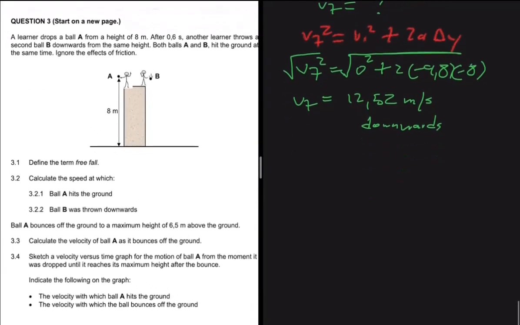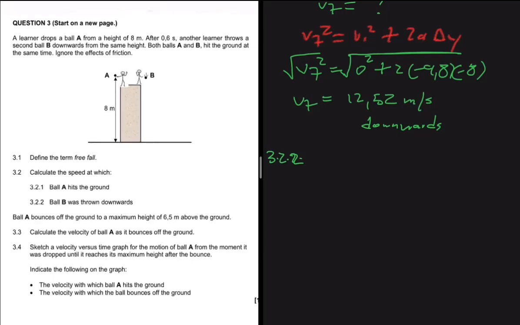And now 3.2.2, so let's do 3.2.2. Let's calculate the speed at which ball B was thrown downwards. So let's look at the information that has to do with ball B and see what's going on. Our statement continues to read as follows. After 0.6 seconds, another learner throws a second ball B downwards from the same height. So we have the same height, right? So we have delta y still being equal to minus 8 meters for ball B.